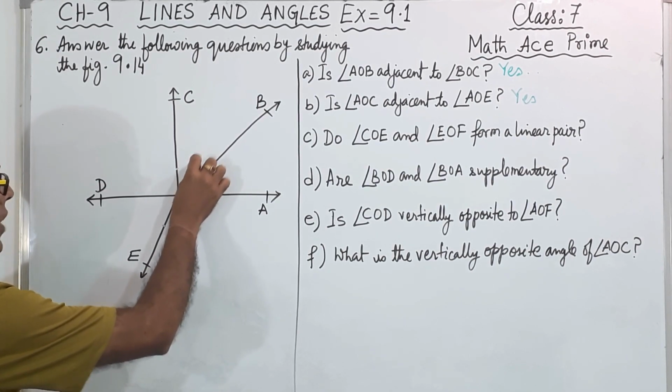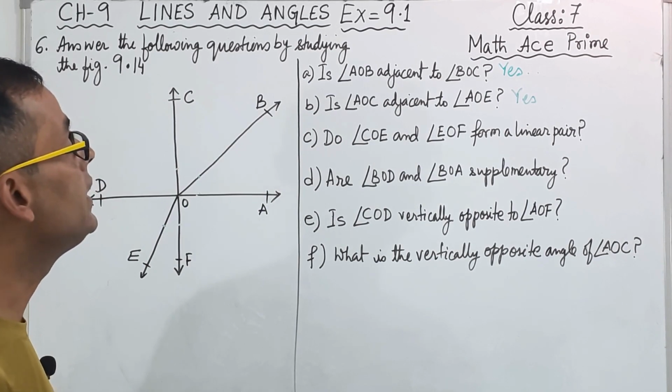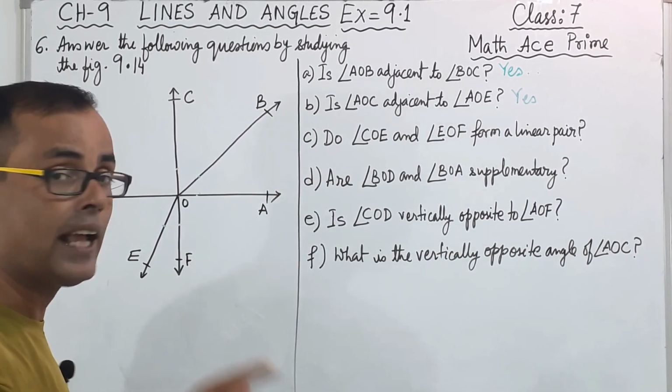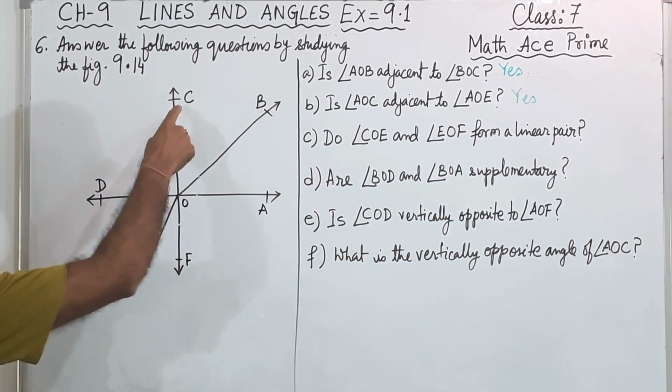Now after that part C, for that I will rub this one so that we can understand nicely, because the concept is very important. Do COE and EOF form a linear pair? So a linear pair has to be 180 degrees, these two together. So COE. So where is C? C is here.